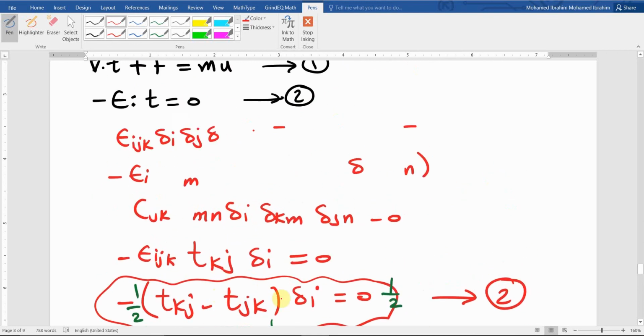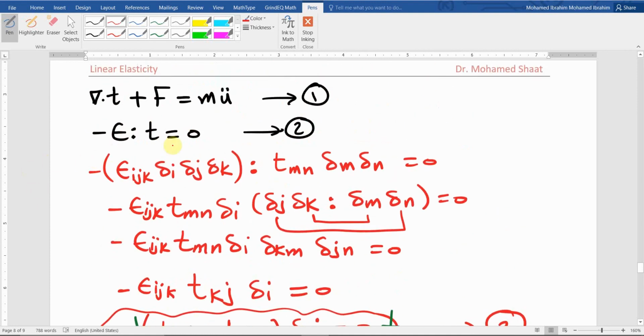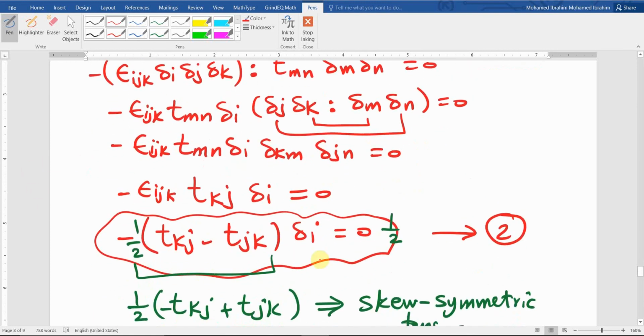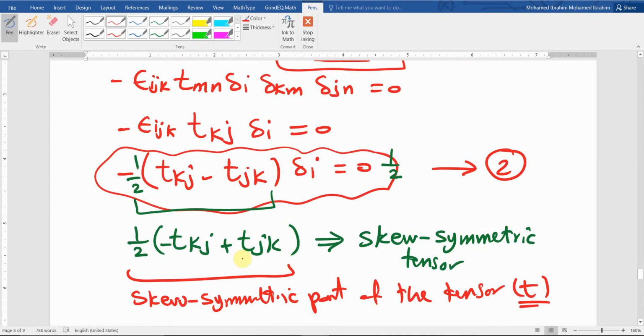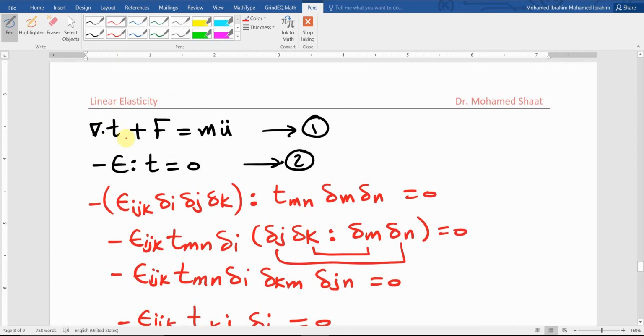So this is still the same form. This is the same second equation, but in terms of its components, right? I just rewrote this equation in terms of its components here. So according to this equation, the skew symmetric part of this general tensor T should be 0 according to the second equation.